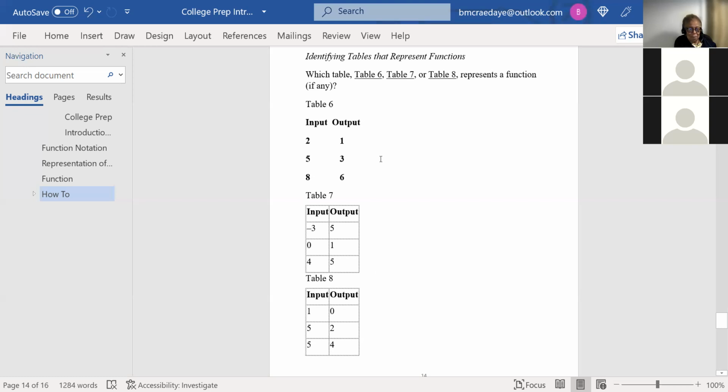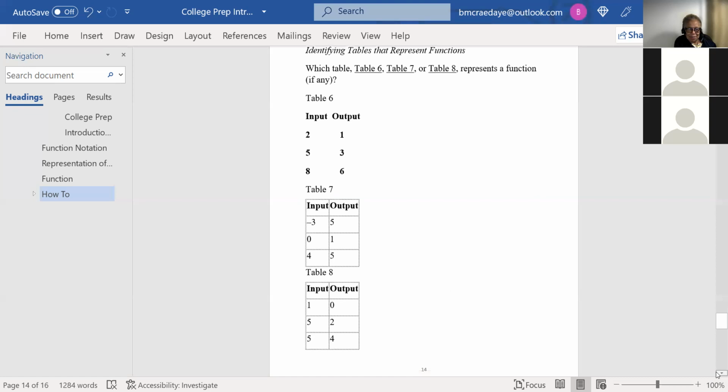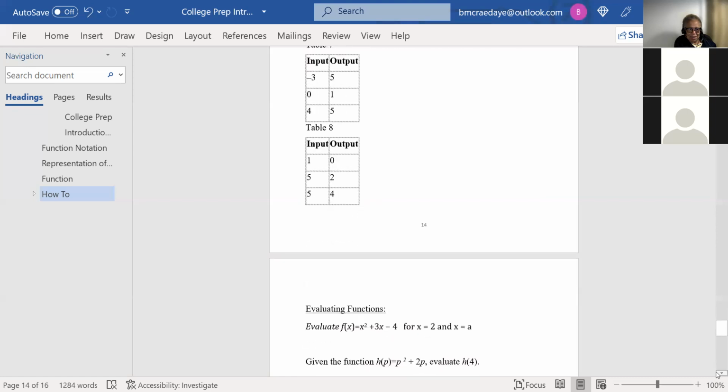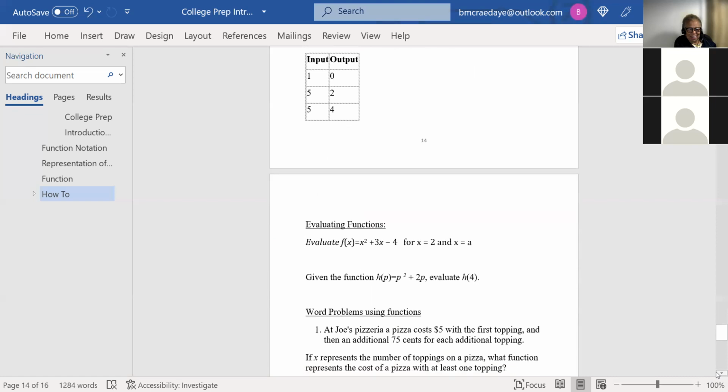What was 7? 7 is a function, because notice you don't have any duplicates over here in the input. Look for the duplicates. You've got duplicates over here. That means you've got an input mapping to more than one output. So function, not a function. Got it? Okay. You getting it? Go, Chastity. Thank you.